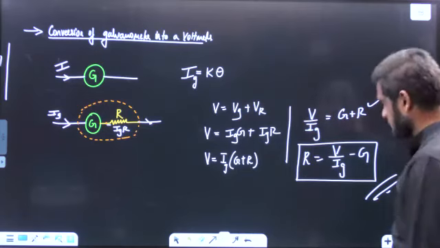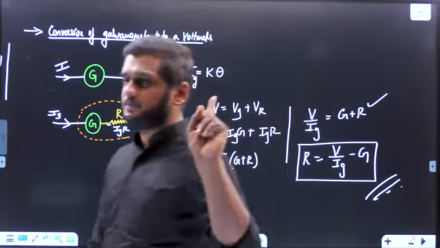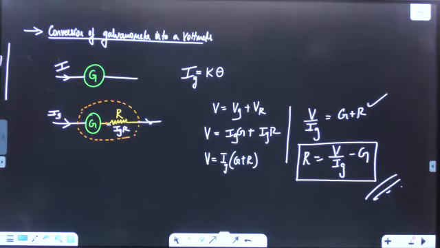Okay, sir. We will continue. Only one simple topic is left in this chapter, that is conversion of galvanometer to ammeter.